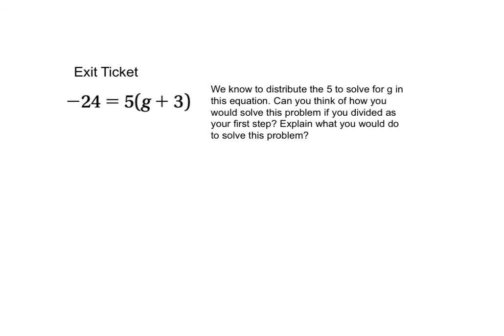Our exit ticket is this because normally we just learned that you would distribute this 5 to both terms on the inside. But this statement is saying, let's try instead to divide. Remember, we're still dealing with this side with g. What we would divide by is 5. The reason we would divide by 5 is because this is going to cancel with that, because it's 5 times g plus 3.